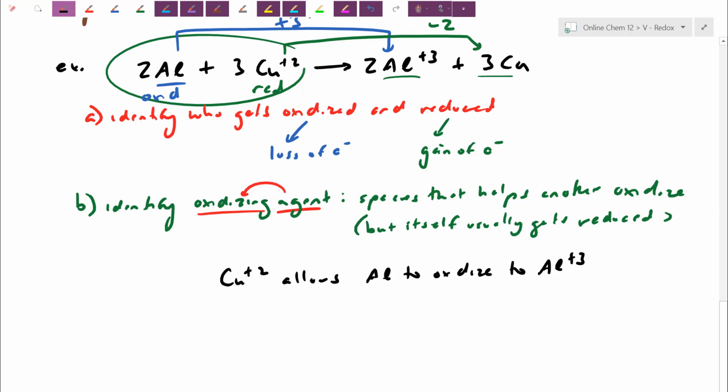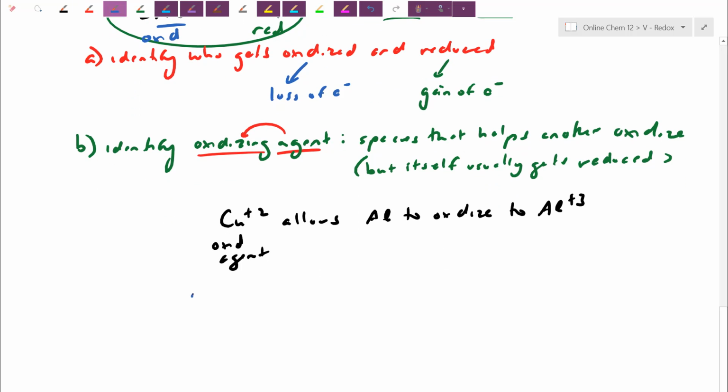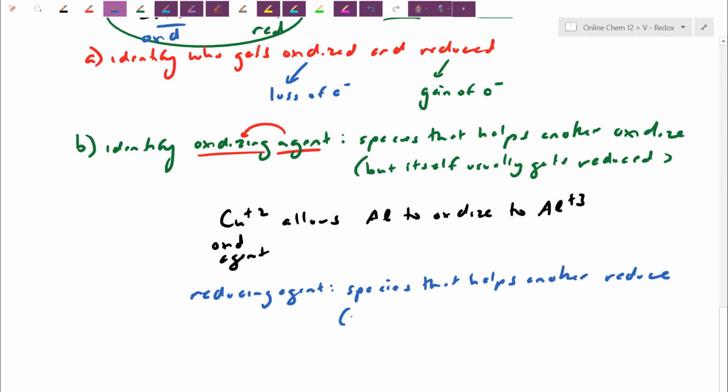If this one weren't there, aluminum wouldn't actually oxidize. Notice the copper +2 is the one that we labeled as the thing that actually gets reduced. So copper +2 is the oxidizing agent. It allows aluminum to oxidize. And in a similar fashion, if I ask you to identify or label the reducing agent, again, as an agent, just remember, you're not the chemical doing the reduction. This is the species that helps another reduce. It helps something else gain electrons, and typically, but itself gets oxidized.